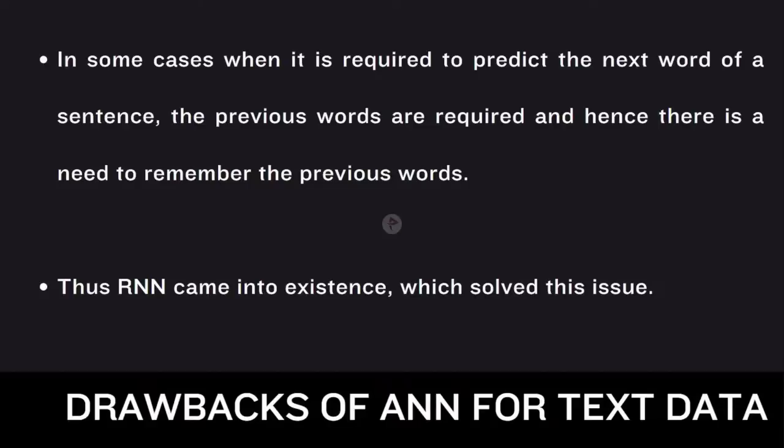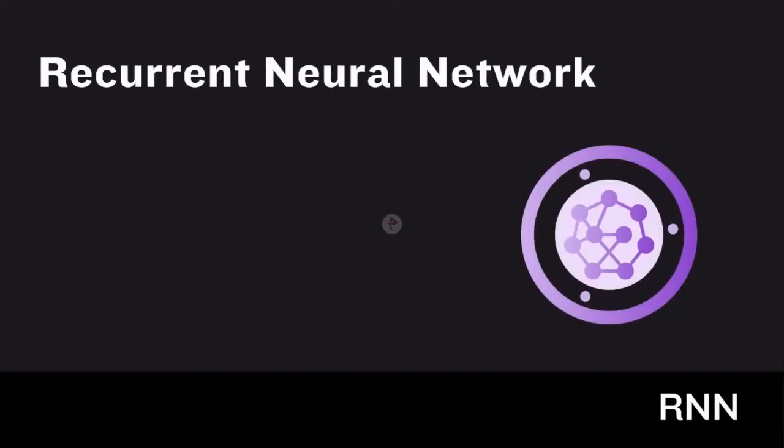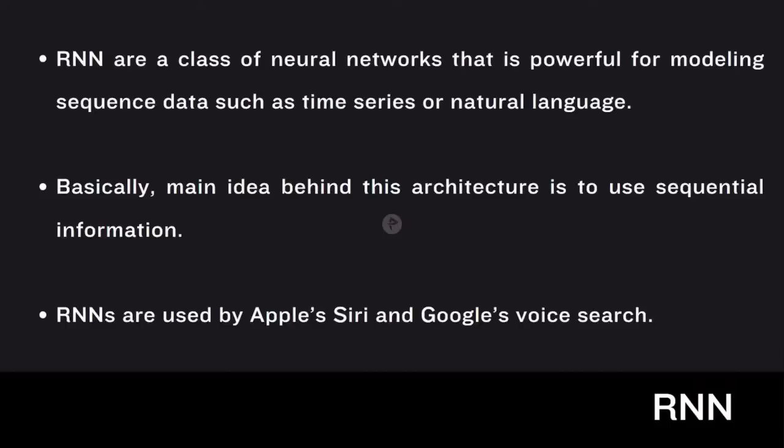So for particularly getting that, we are proceeding towards some advanced architectures, and that's where RNN came into existence, which solved this issue. And now we are going to discuss RNN, also called recurrent neural network. RNNs are a class of neural network that is powerful for modeling sequence data such as time series or natural language. So we are hearing a lot about sequence data, right? What is sequence data? Let us see. Basically, the main idea behind this RNN architecture is that they are designed to store and process sequential information. And it is actually used by Apple's Siri and Google's voice search in the backend.